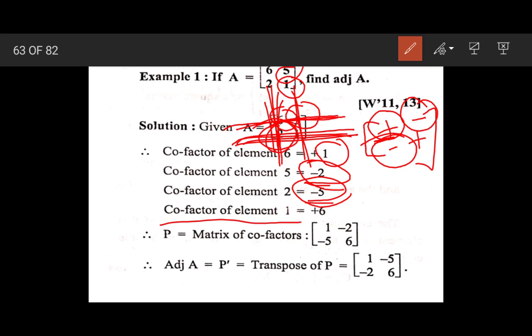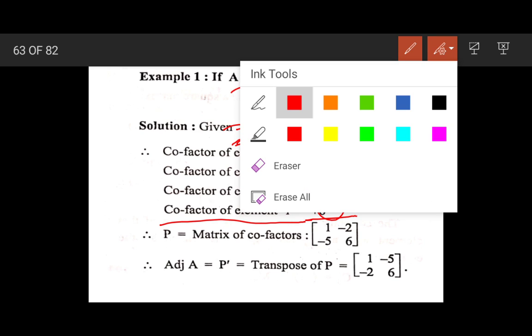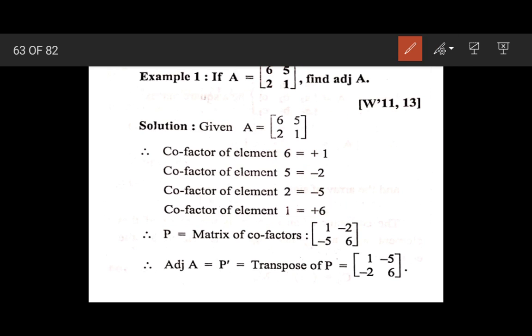Now take the last element of matrix A. So the cofactor of element 1. Delete the position of 1. Position of 1 is second row, second column. Okay. So the number is 6. Sign is plus. So plus 6. Okay. So the first step to find the adjoint is finding the cofactor of each element of matrix A.